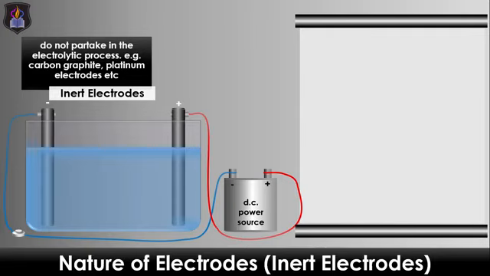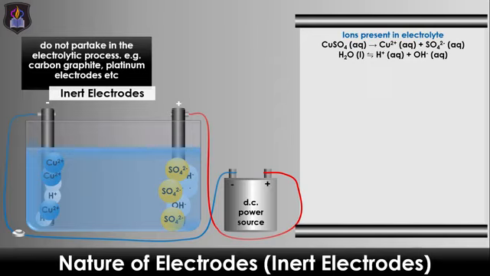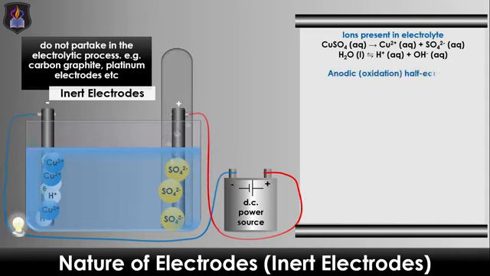Let's use the electrolysis of aqueous copper(II) tetraoxosulfate(VI) solution using graphite electrodes as a case study. The electrolyte contains copper(II) ions, tetraoxosulfate(VI) ions, hydrogen ions, and hydroxide ions. At the anode, tetraoxosulfate(VI) and hydroxide ions compete for discharge, and hydroxide ion is preferentially discharged to form 2 molecules of water and 1 molecule of oxygen gas, as shown in the anodic half equation.